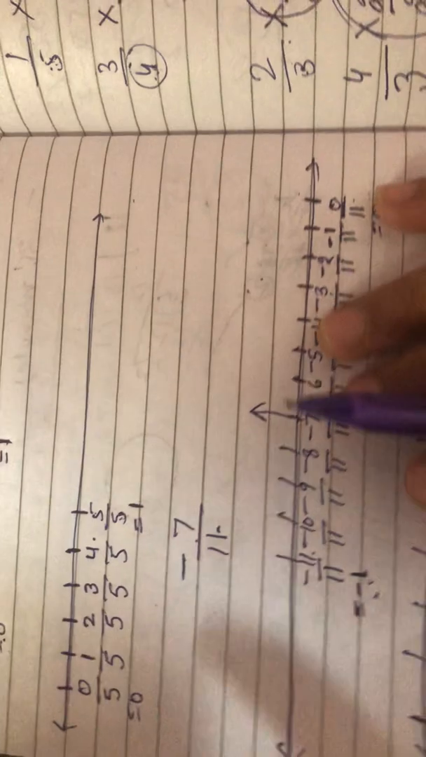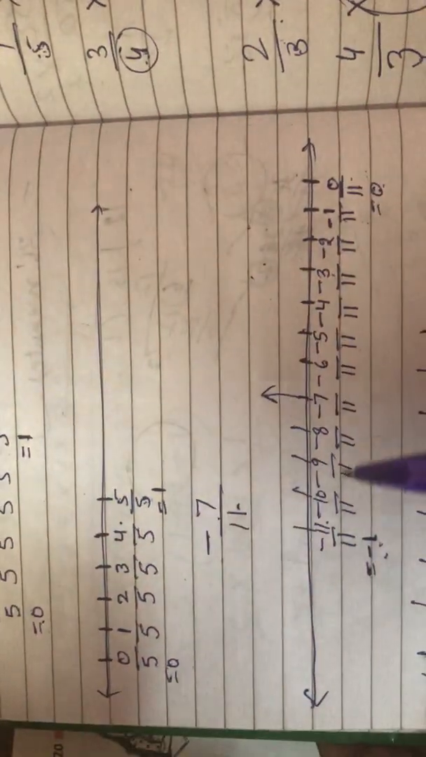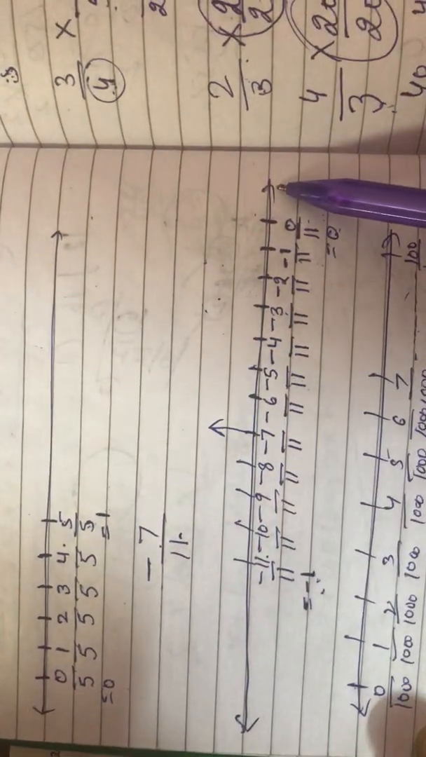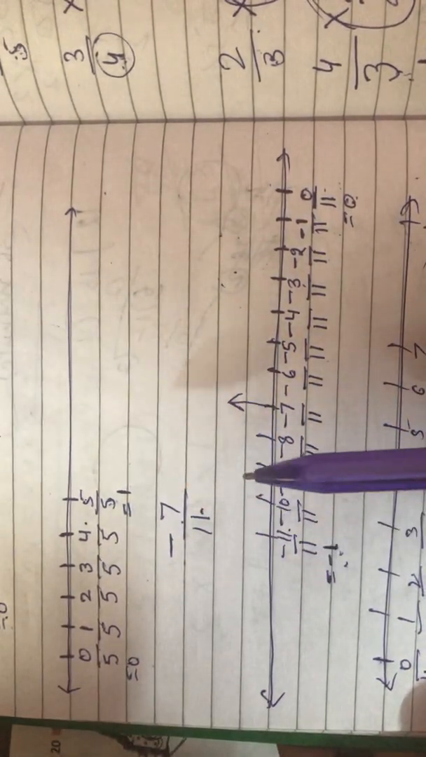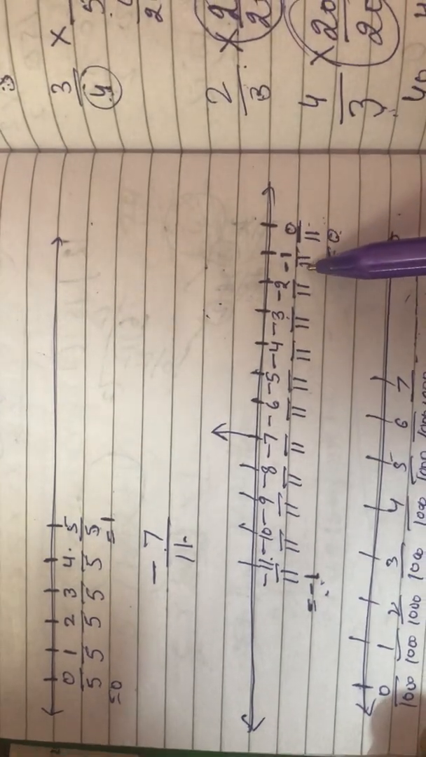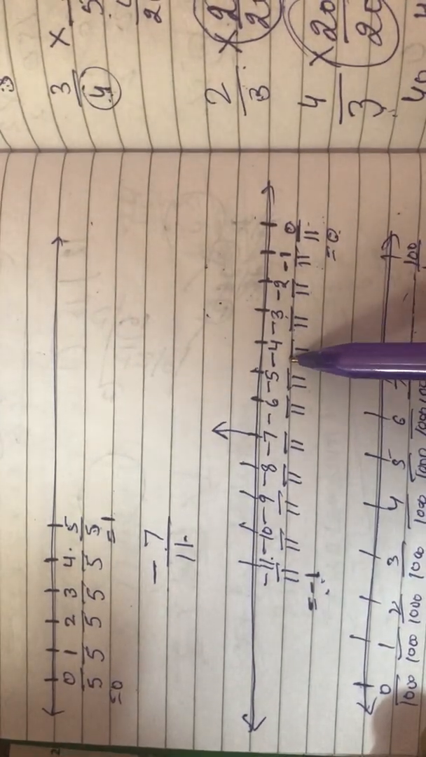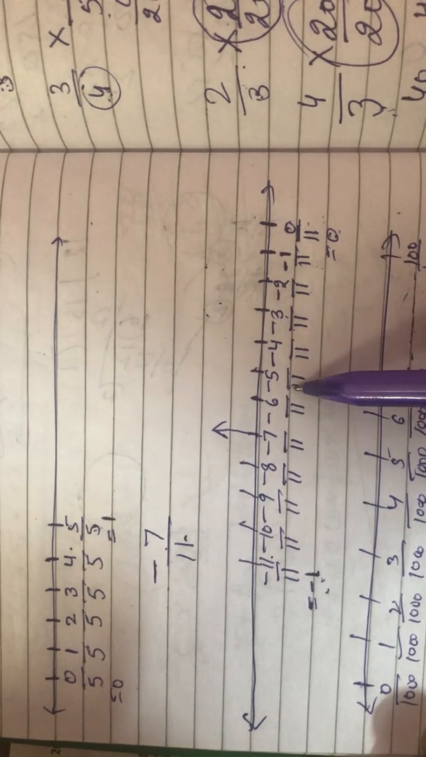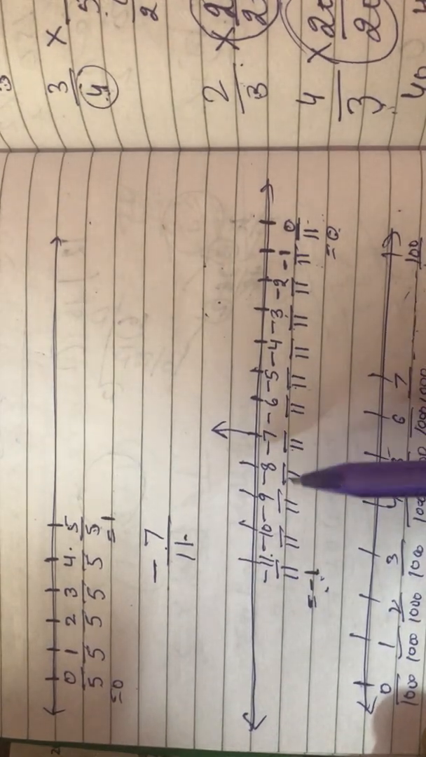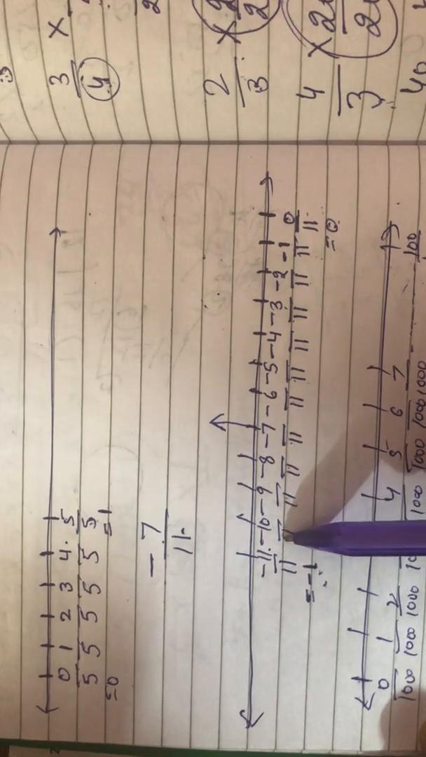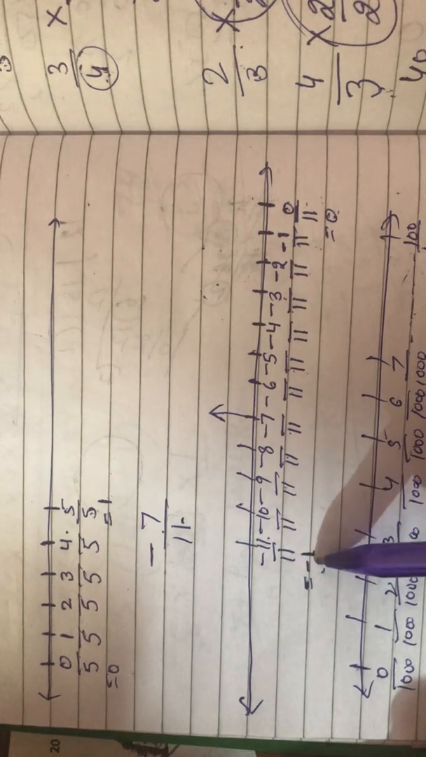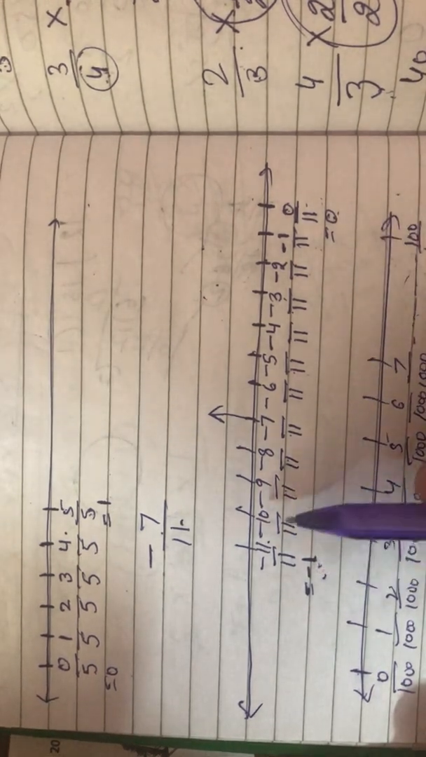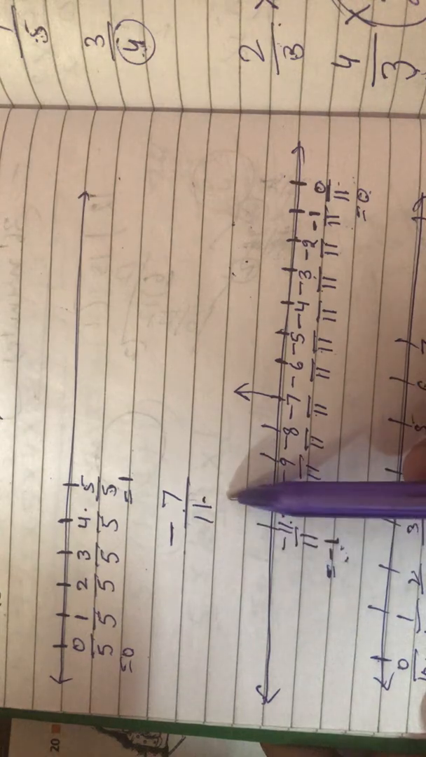Suppose minus 2 by 11, minus 5 by 11 and minus 9 by 11 we have to represent on our number line. So we'll start with 0 by 11. Denominator is 11. It means each integer will be divided into 11 parts. So 0 by 11, minus 1 by 11, minus 2 by 11, minus 3 by 11, minus 4 by 11, minus 5 by 11, minus 6 by 11, minus 7 by 11, minus 8 by 11, minus 9 by 11. The next part is minus 10 by 11 and minus 11 by 11. So this is minus 1.